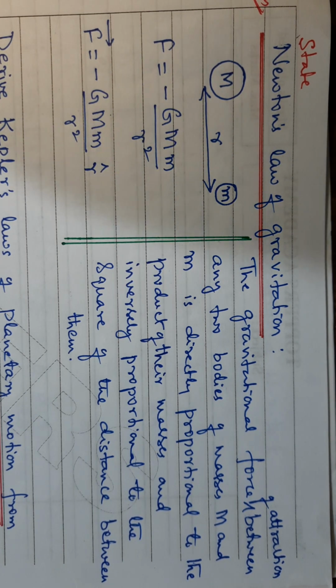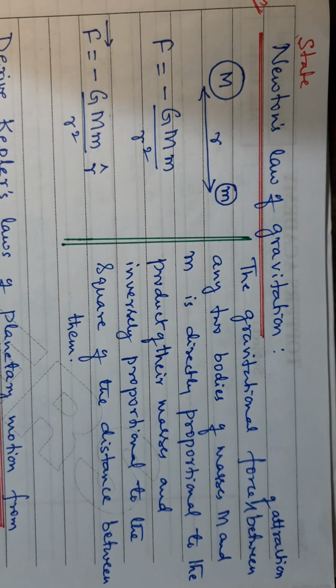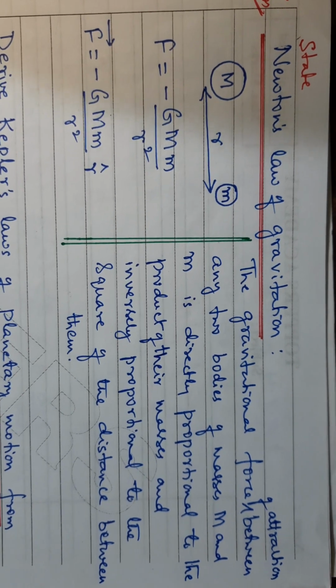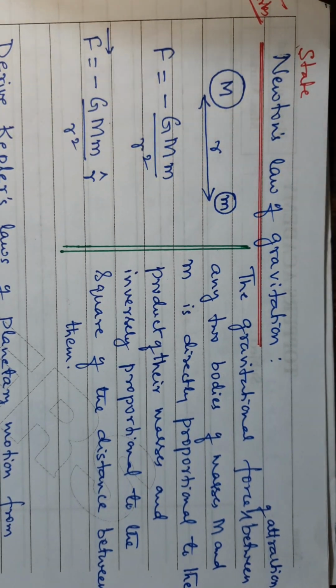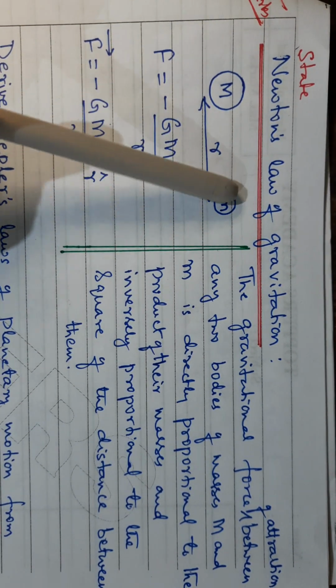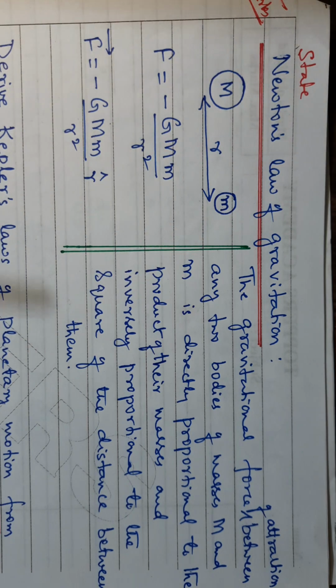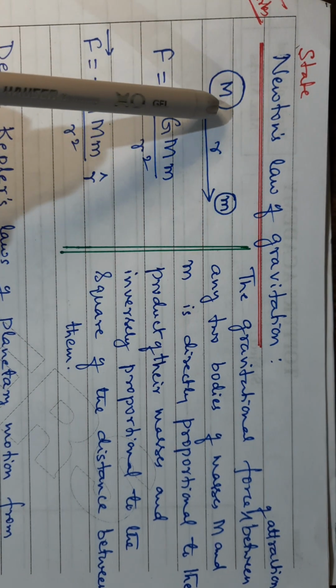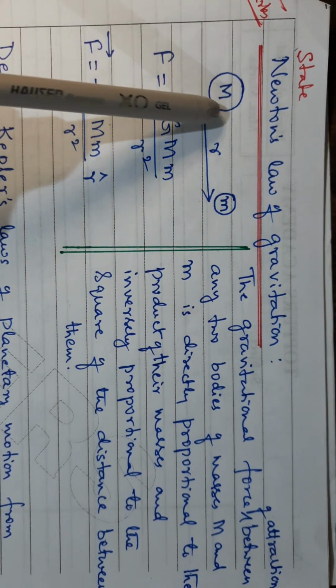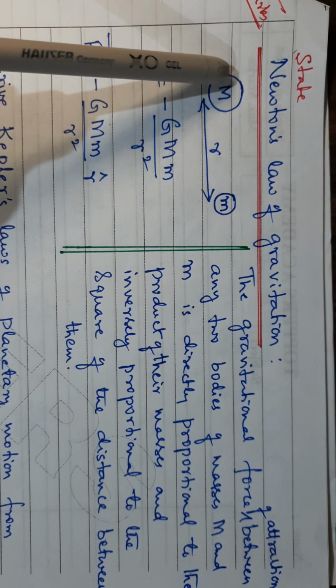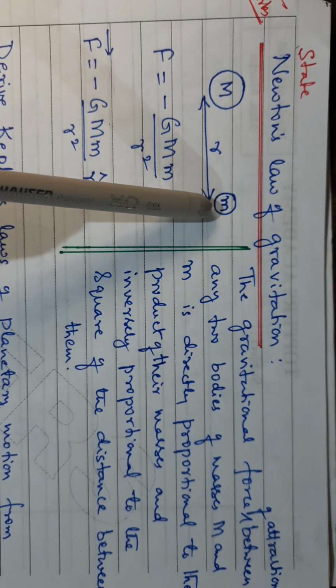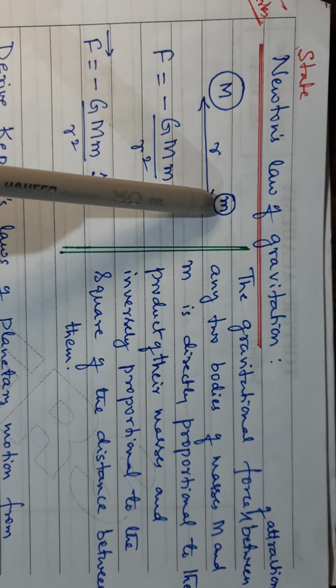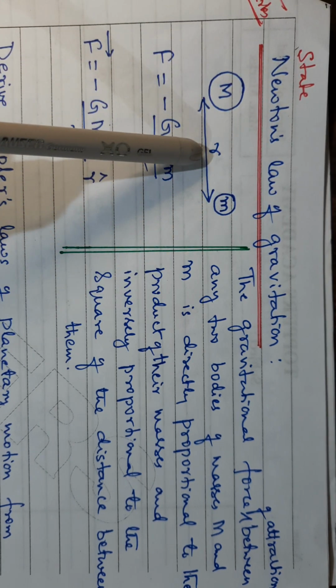Without that, we cannot go for Kepler's laws, the planetary motion derivation, everything. If you want to take up the derivation under Kepler's laws of planetary motion, we have to learn what Newton's law of gravitation states. The simple idea: consider a body whose mass is capital M and another body whose mass is small m, and the distance between these two bodies is small r.